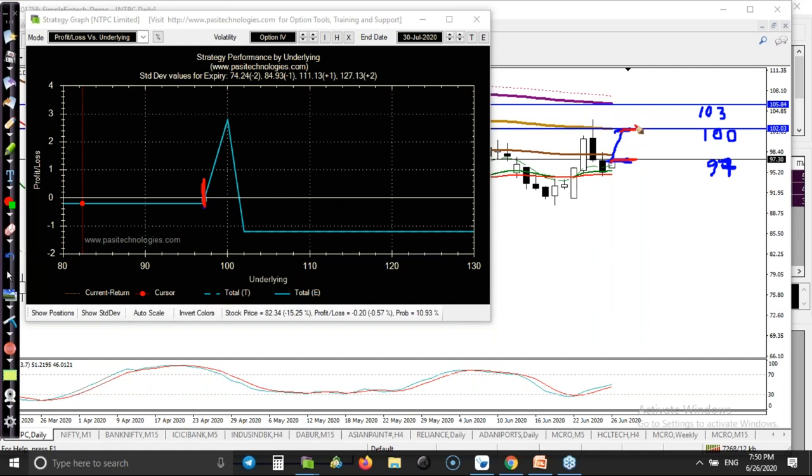And after that, where is our target? Target is 100. Remember, this is the expected target. We are expecting that the news will be positive and the price will jump to this level after market open. All right, so we are constructing this one day before. Remember, one day before, not that day. So this is our expected target.